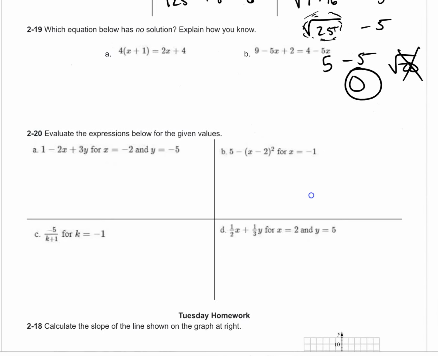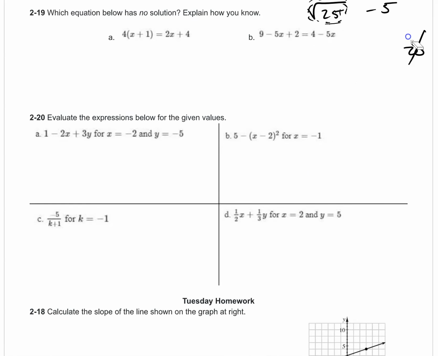2-19. Which equation below has no solution? Explain how you know. Well, let's look at A. And in case you forgot, to solve this one, you must distribute the 4. The 4 times x is 4x plus, 4 times 1 is 4.